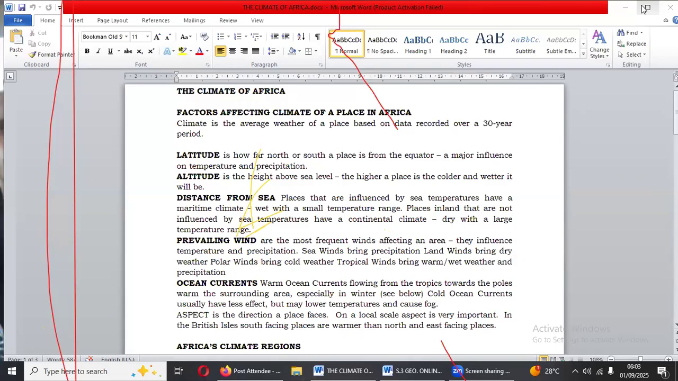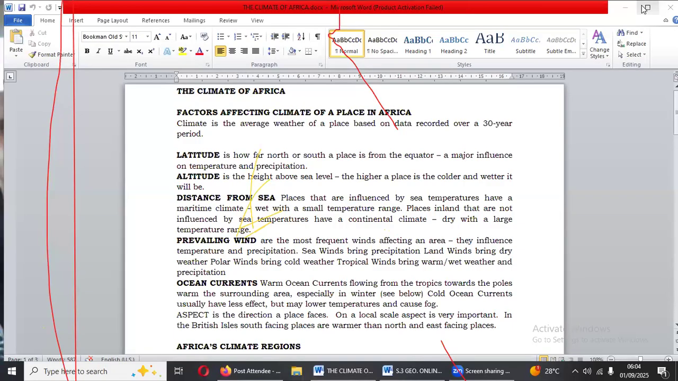Those are the factors affecting. Now we are looking at the affecting factors. Then distance from the sea. Places that are influenced by sea temperatures have a maritime climate. We say wet with a small temperature range. Places inland that are not influenced by sea temperatures have a continental climate. Then dry with a large temperature range.